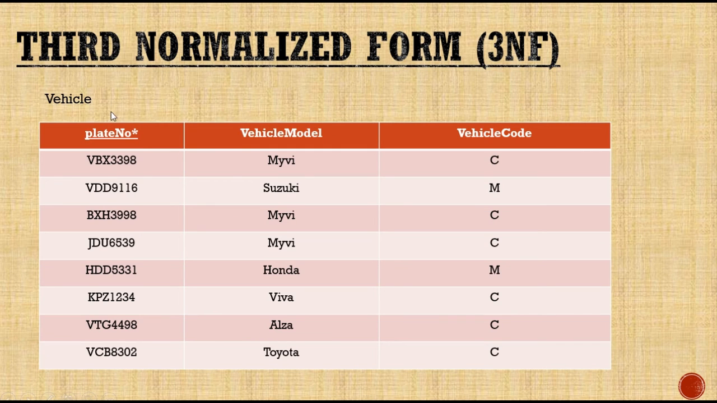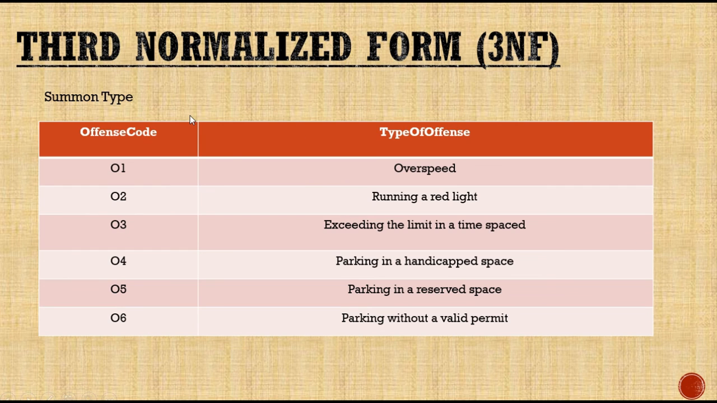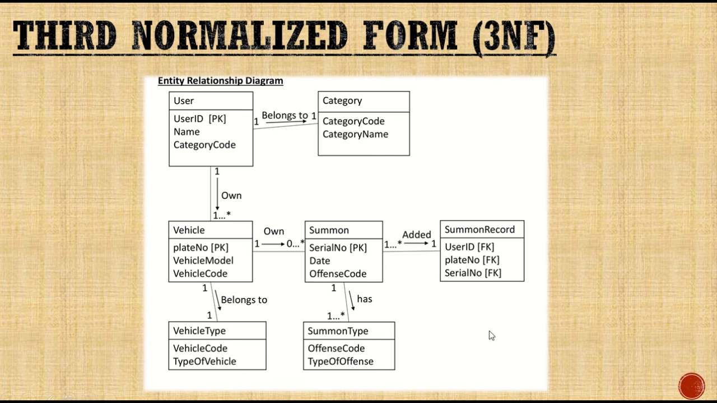The fourth table is the vehicle table. The vehicle table contains plate number and vehicle model, and also the vehicle code as the attributes. The fifth table is the summon table. The summon table contains serial number, date, and offense code as the attributes. The sixth table is the summon type table, which contains offense code and type of offense as the attributes. The last table is the summon record table, which contains user ID, plate number, and the serial number as the attributes. From the tables, we have formed an entity relationship diagram.